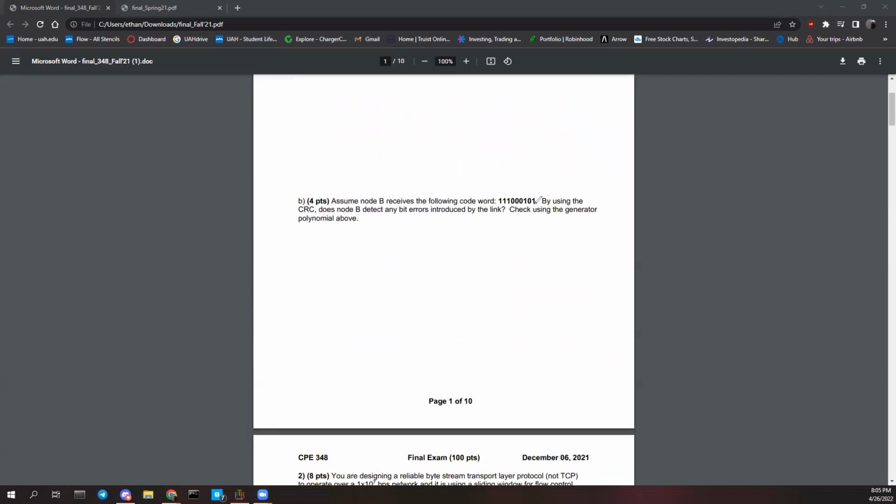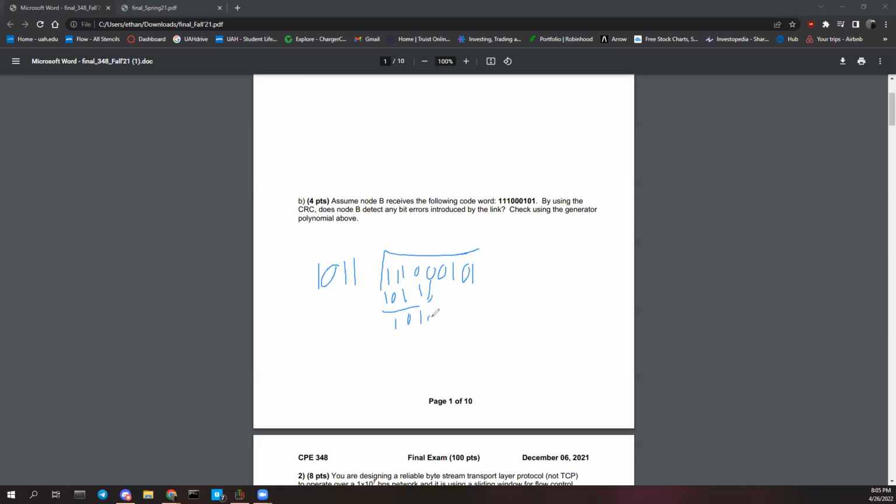Assume node B receives the following code word. By using the CRC, does node B detect any bit errors? All right. So basically we should expect a remainder of 0. So we take the transmitted code word and our generator polynomial, and then we do 1 1 1 0 0 0 1 0 1. And then we do 1 0 1 1. Draw your line. 0 1 0 1.